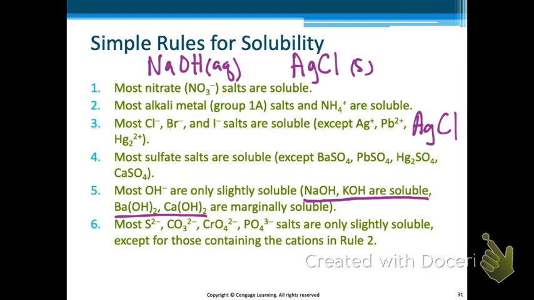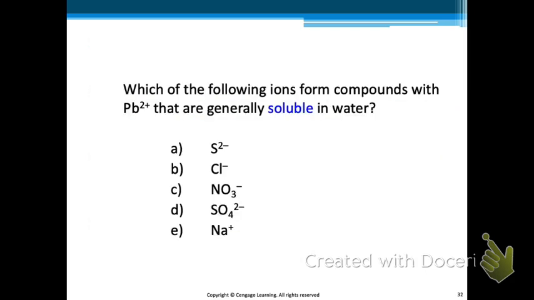All right, so now we're going to look at a couple examples. Which of these following ions that form with lead are going to be soluble in water? Of these compounds, let's say they all are going to bond with lead. Which of them are soluble? Take a look over that and see if you can come up with any of them that are soluble.